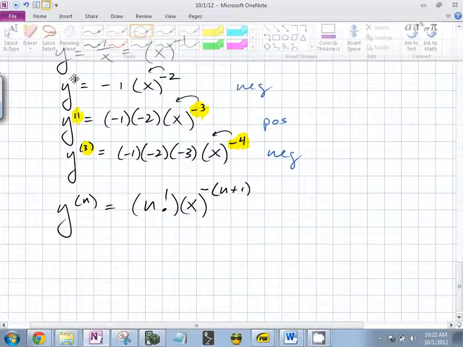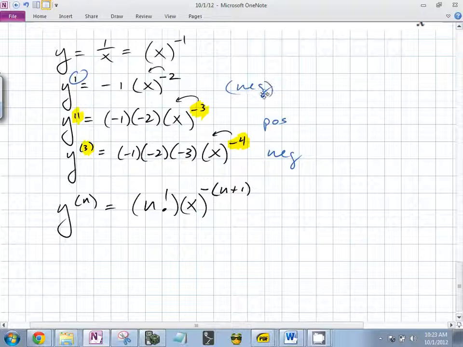Keep looking at this. You have first power is negative. Second power is positive. Third derivative is negative. So what do you notice? What's the relationship here? What number derivative is going to be negative? Odds are going to be negative. Odds. So how do you get something to flip between positive and negative? Multiply by what? Negative 1.